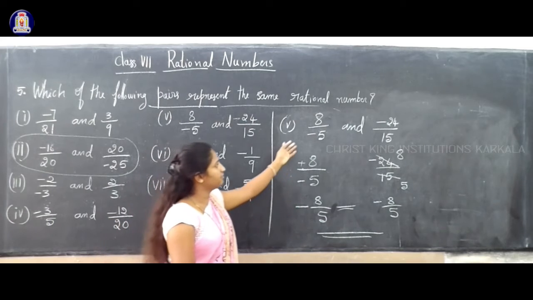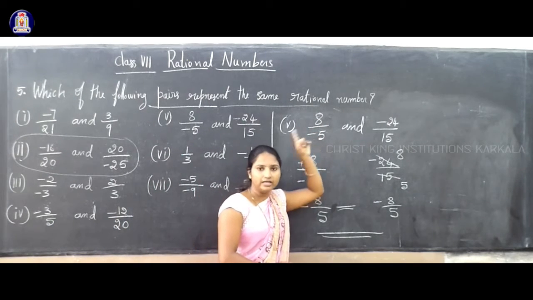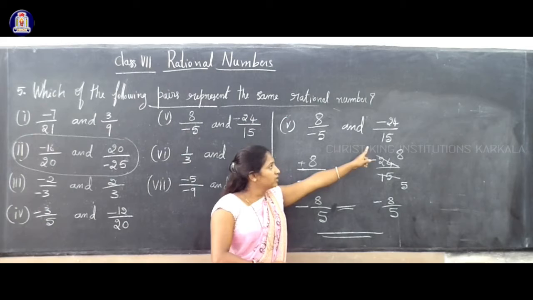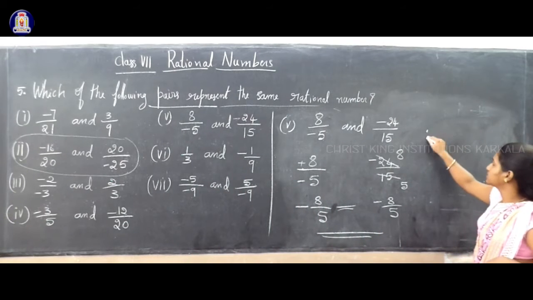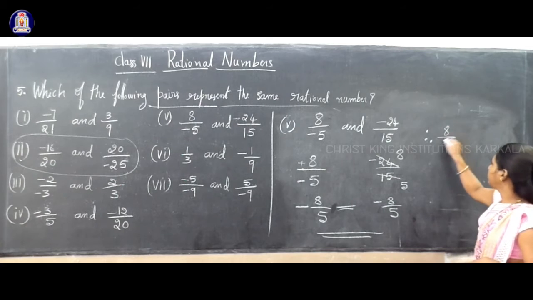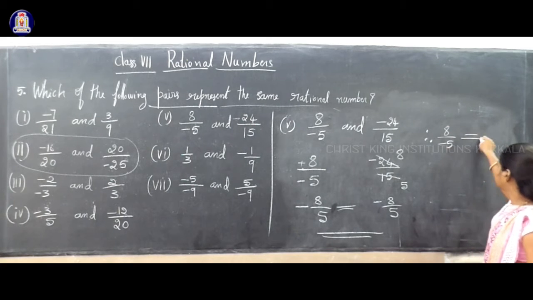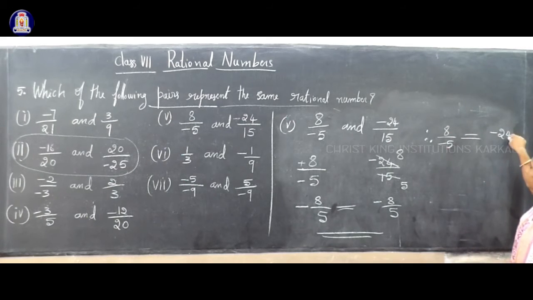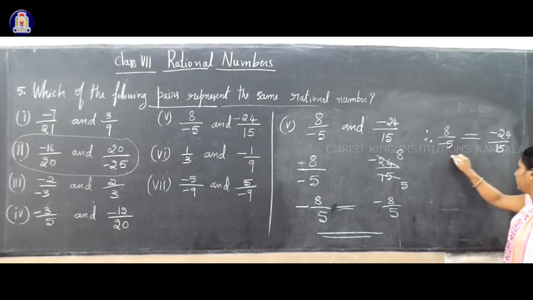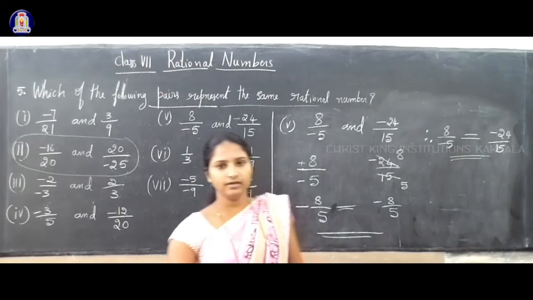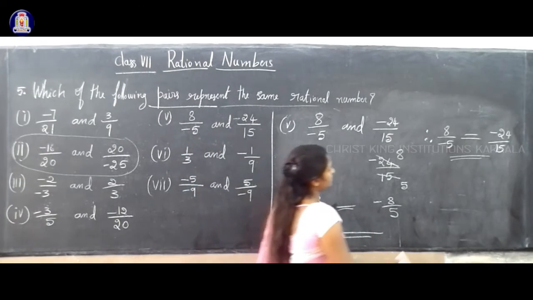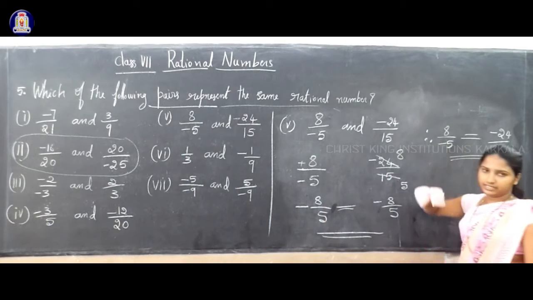Which is the pair of numbers? 8 by minus 5 and minus 24 by 15 are the same. If you want, you can write it like this: therefore, 8 by minus 5 is equal to minus 24 by 15. So these two rational numbers are the same. Okay? This represents the same rational number.